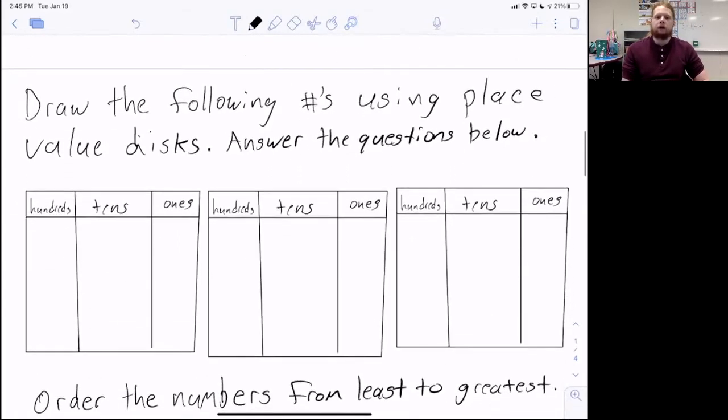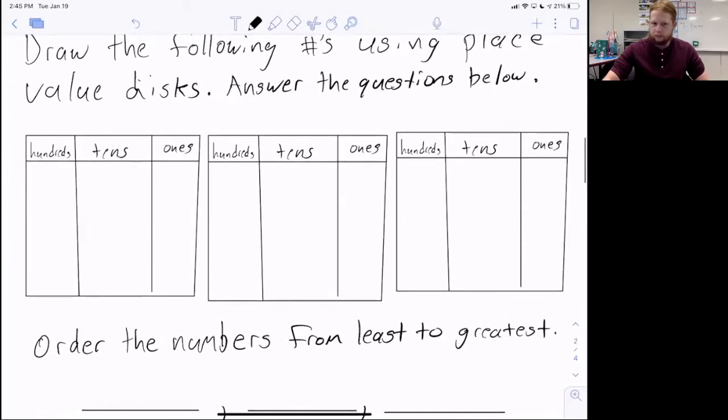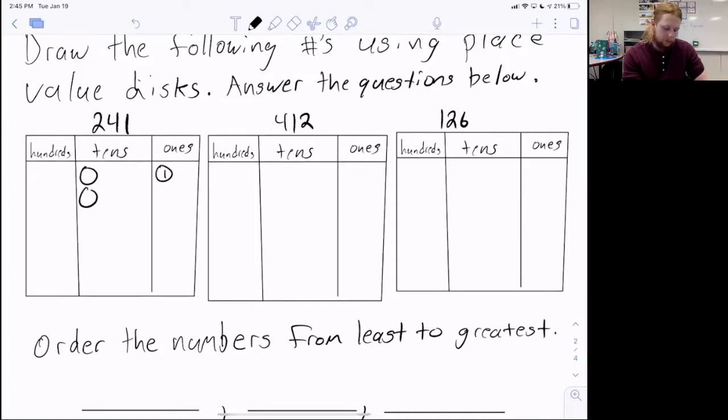All right, our next part, draw the following numbers using place value disks and answer the questions below. Oh, it might help if I put numbers. All right, so we have 241, 412, and 126. So let's start from right to left. 241, there is 1. There are 4 tens. And how many hundreds are there? There are 2 hundreds.